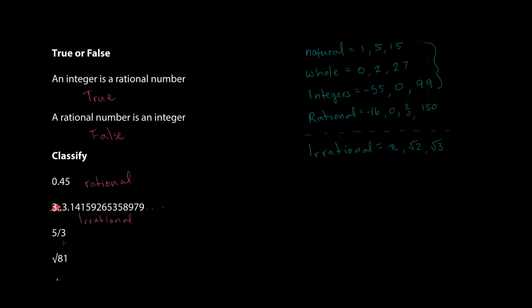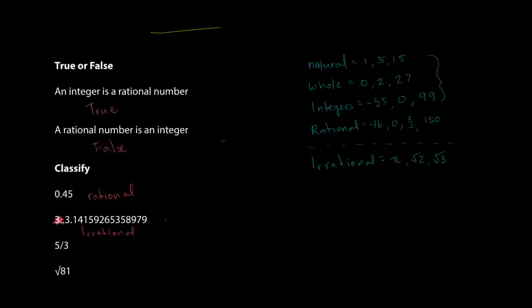Now we have 5/3. 5/3, that's a fraction, so it's not natural, whole, or an integer. And is it rational or irrational? Well, remember, to distinguish between rational and irrational, it just has to be able to be written as a fraction, and 5/3 is a fraction, so it makes it rational.